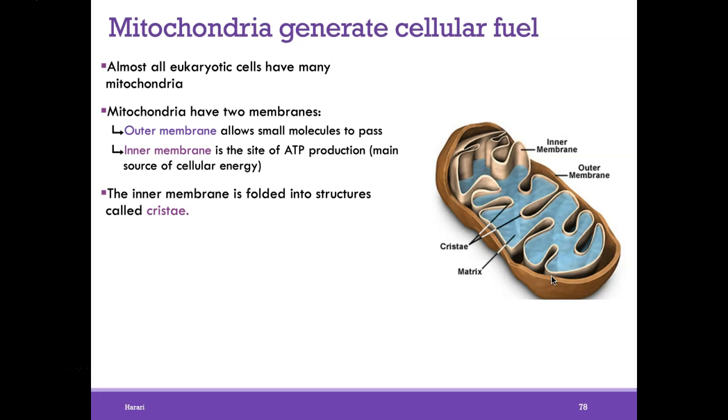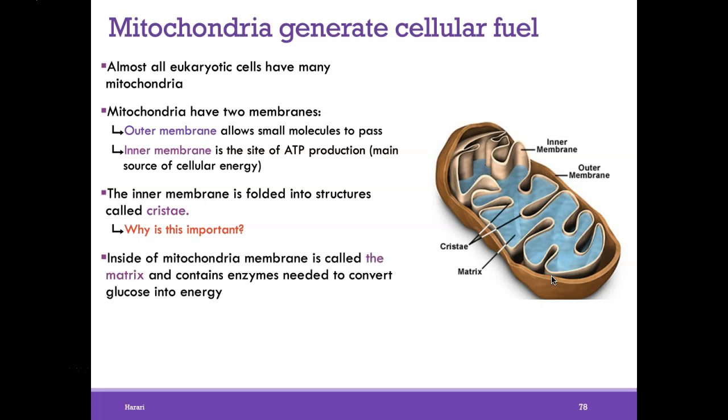The inner membrane is folded into structures called cristae. And again, that helps increase surface area, so we can maximize ATP production in a tiny little organelle. The inside of the mitochondrial membrane is called the matrix. So inside the cristae is called the matrix. That's where ribosomes are found and enzymes that are required for ATP synthesis.